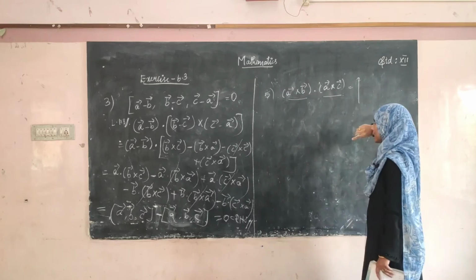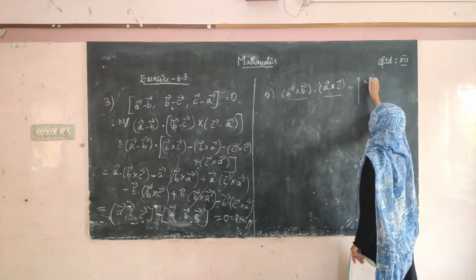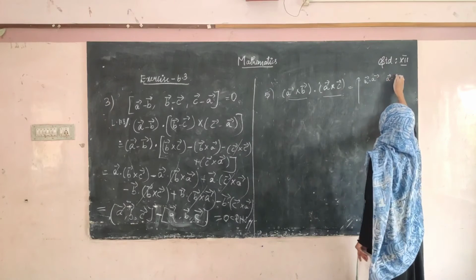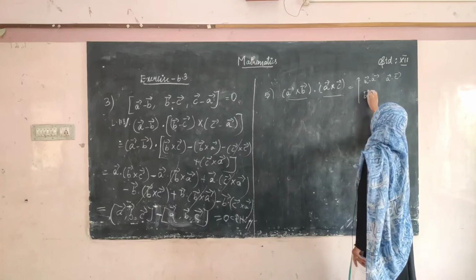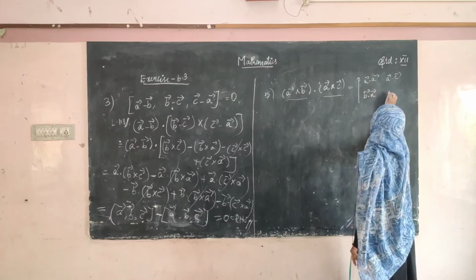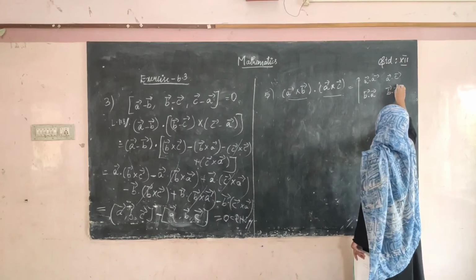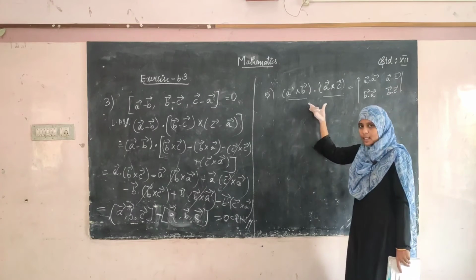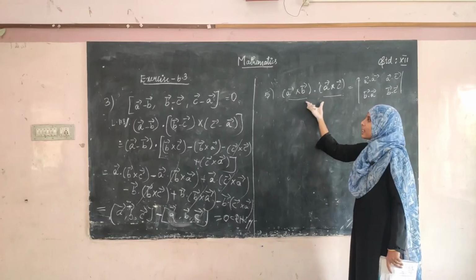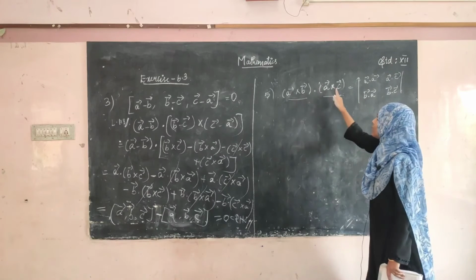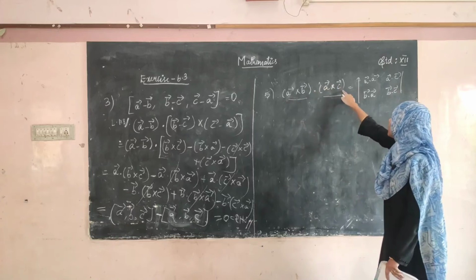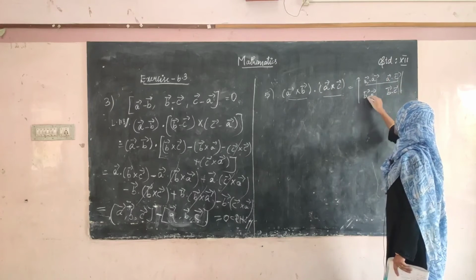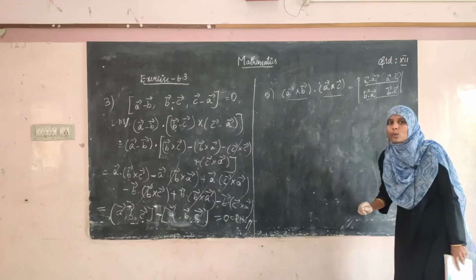This can be written as the modulus of A vector dot A vector, A vector dot C vector, B vector dot A vector, and then B vector dot C vector. This is another method, the formula for finding this. This can be written like this: A vector dot A in the first, A vector dot C in the first. This is one row, this is one column, second column, this is the first row, this is the second row. This is a 2 cross 2 determinant.